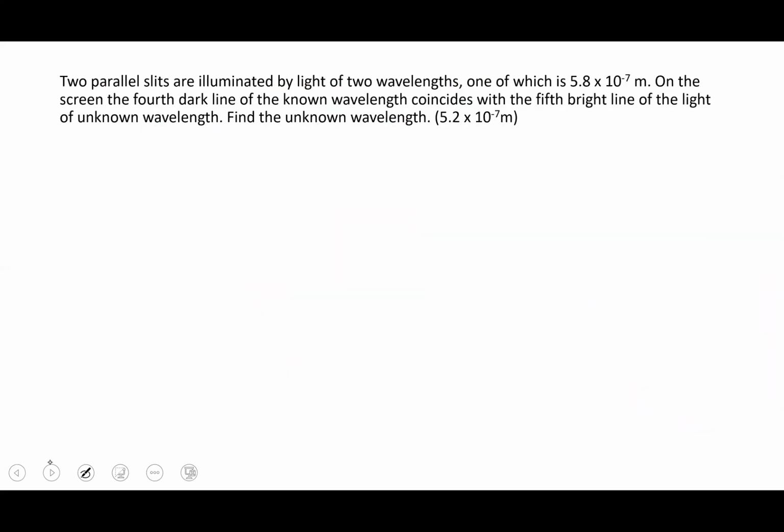Moving on to the second question, which says two parallel slits are illuminated by light of two wavelengths, one of which is 5.8 into 10 to the power minus 7 meters. On the screen, the fourth dark line of the known wavelength coincides with the fifth bright line of the light of the unknown wavelength. So one is known and the other one is unknown. Find the unknown wavelength.